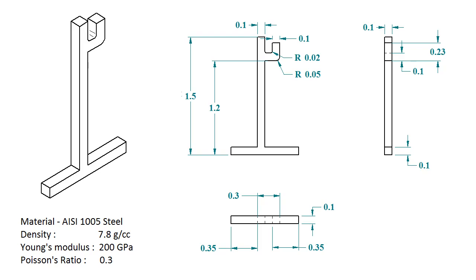The stand is a solid block made of steel with a density of 7.8 grams per centimeter cube, a Young's modulus of 200 gigapascals, and a Poisson's ratio of 0.3.